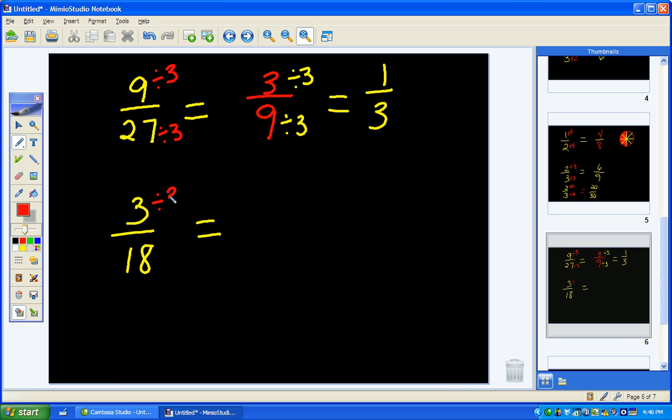So 3, we'll do it divisible. It's divisible by 3 because we just said the factors of 3 are 1 and 3. So whatever we do to the numerator must do to the denominator. 3 divided by 3 is 1. 18 divided by 3 is 6. So 3/18ths is equivalent to 1/6. 1/6 is a much easier fraction to be able to visualize and to model.